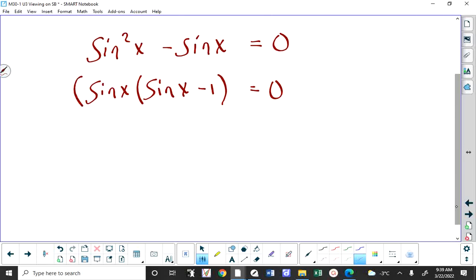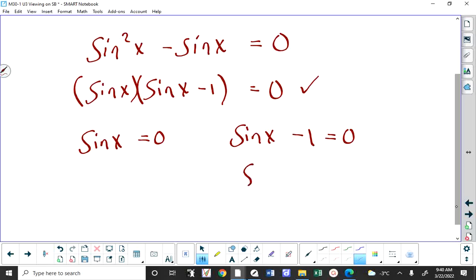Now we go back to kind of a Math 20 idea where we say, well, if two things multiplied together give you 0, then if the first thing gives you 0, it makes the equation true. And if the second thing equals 0, it makes the equation true. Now, both of these, let me rewrite the second equation.